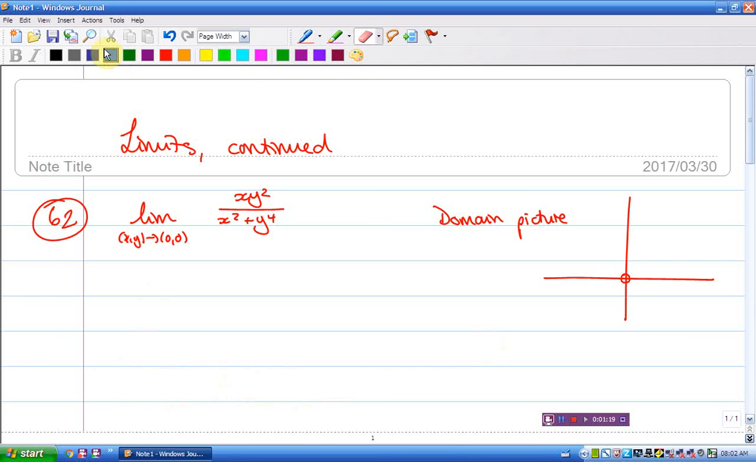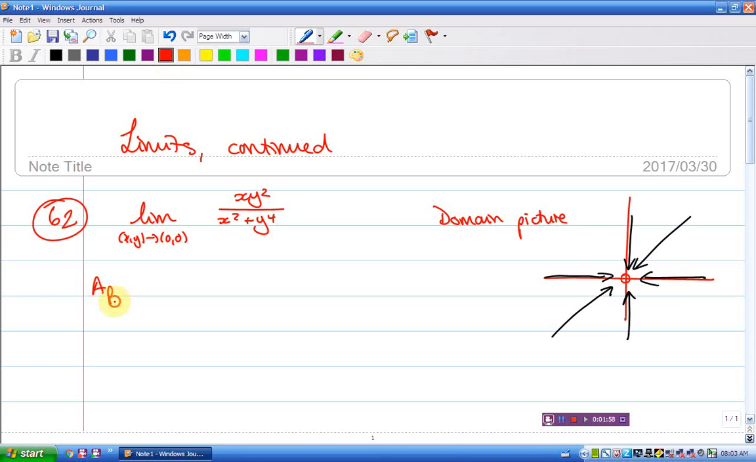So I'm basically drawing the point of interest, which is the origin, and I'm talking about which curves, which paths I'm going to approach along. The paths that we approached along in the previous two exercises were the y-axis, in other words, x equals 0, the x-axis, in other words, y equals 0, and then I also went along the path y equals x for exercise 61. So let's try those for this exercise.